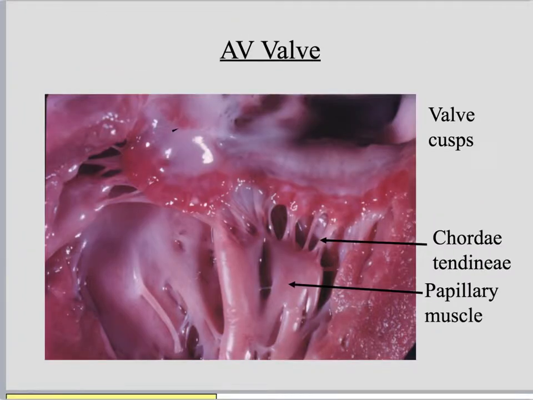All right, the AV valves are thicker. They look to me like the ridges of a Venus flytrap. So you can see the ridges of the valve here. I've got the chordae tendineae attaching to the papillary muscles. When this area contracts, these muscles tighten. That tightens on these, and that prevents this valve from inverting back into the atria, which is important because this valve isn't very stiff. It could easily go the wrong way if you didn't hold on to it with those chordae. These chordae are also more commonly known in lay language as the heartstrings, okay, if you've heard that term before.